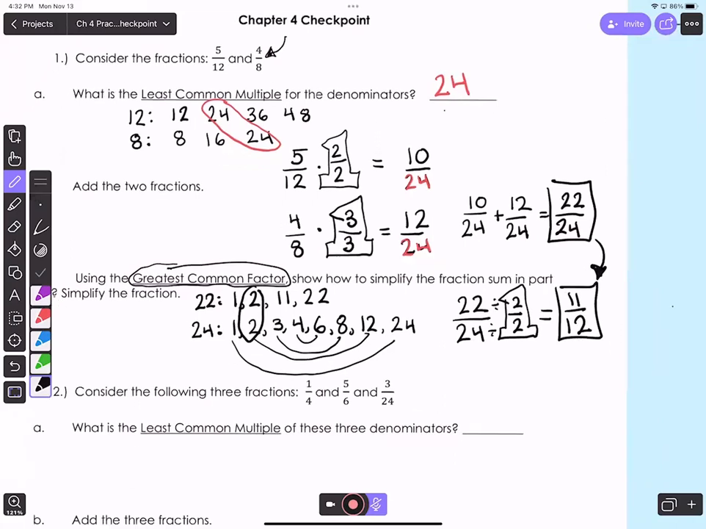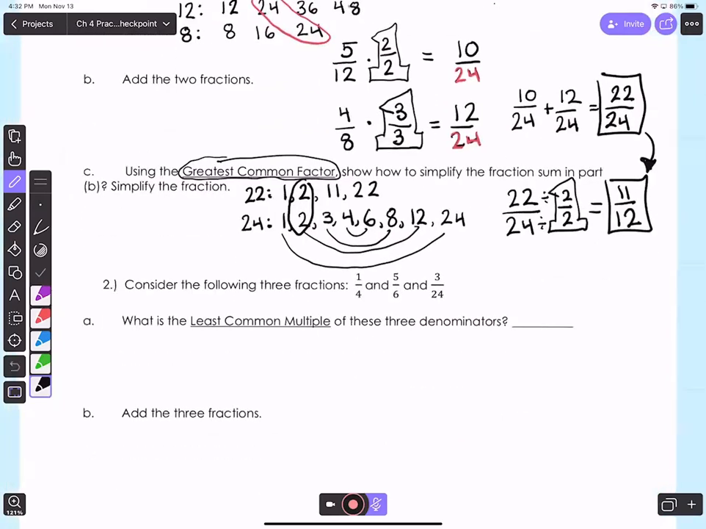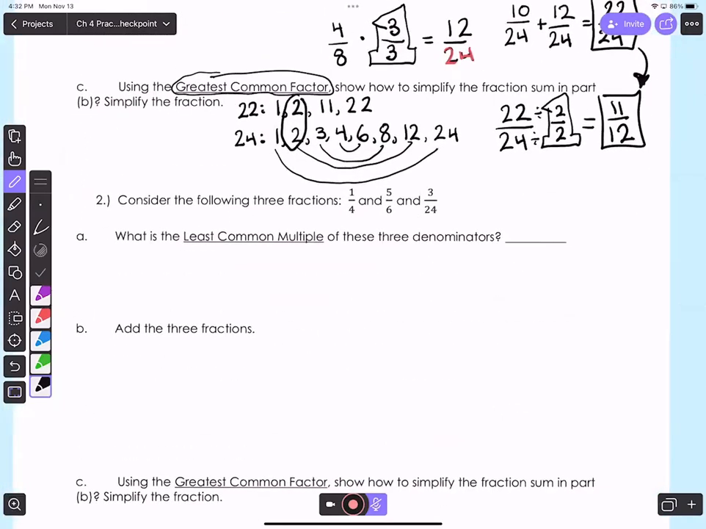Now we'll be doing basically the same thing, except we have 3 fractions. So you need to find a common multiple, the least common multiple that all 3 of them have, which is a little more complicated. So I'm going to list my 4s. So I'm looking at each denominator.